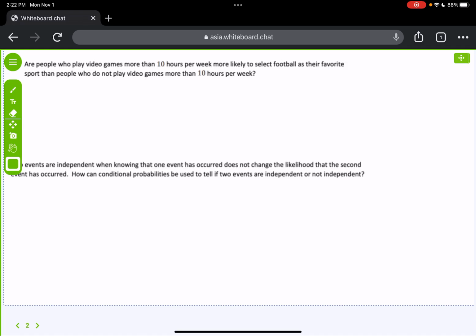All right, page 2. Are people who play video games more than 10 hours per week more likely to select football as their favorite sport than people who do not play? Okay? So 10 hours plus a week and football favorite. Now, how those two would be related, I don't know. But you could say, no, those have nothing to do with each other. Or if you can come up with some reason to say, yes, they do. That's all up to you and your justification.